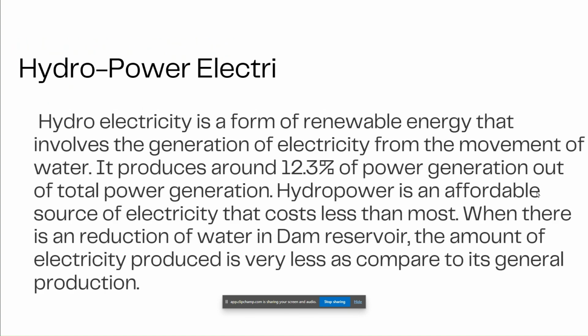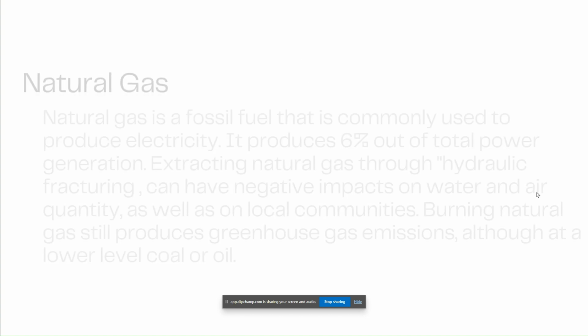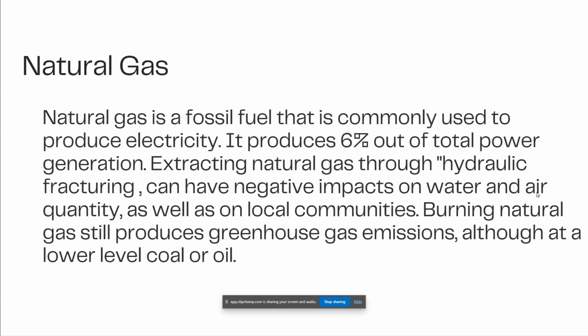The next, hydropower. Hydroelectricity is a form of renewable energy that involves the generation of electricity from the movement of water. It produces around 12.3% of the total power generation. It is an affordable source of electricity that costs less than most other means. When there is a reduction of water in the dam reservoir, the amount of electricity produced is very less as compared to its general production.